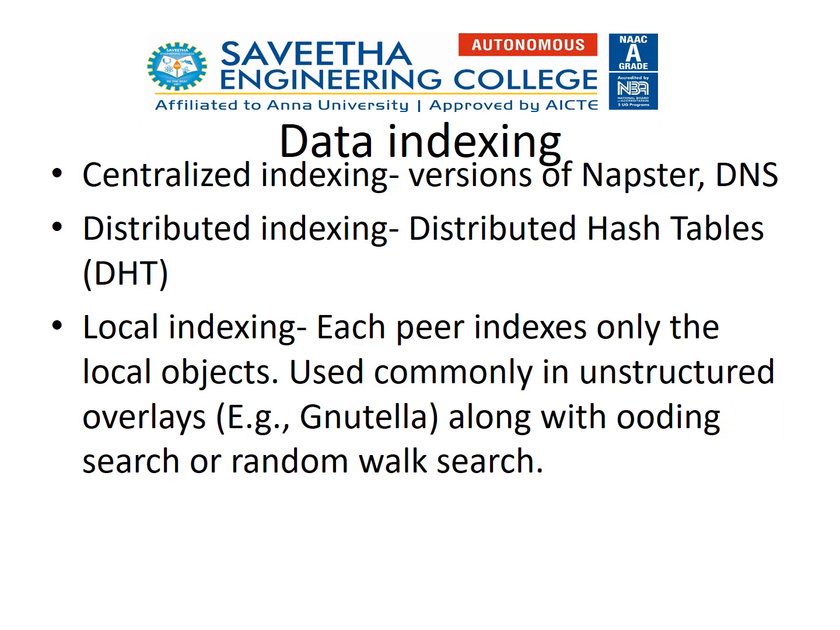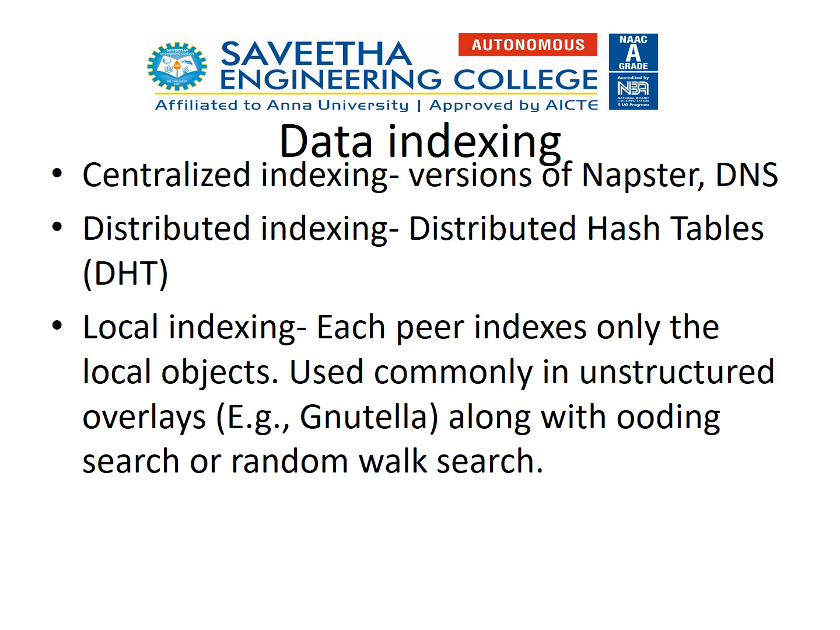Various types of indexing are used in peer-to-peer systems. Centralized indexing, we have seen in the example of Napster, where you only use the server for indexing. Distributed indexing is based on a hash table. So using the key, we can search for the corresponding node. This is distributed indexing.